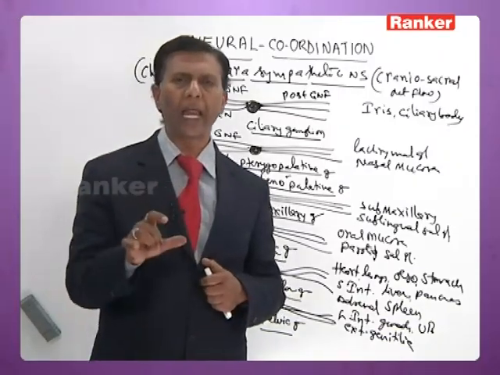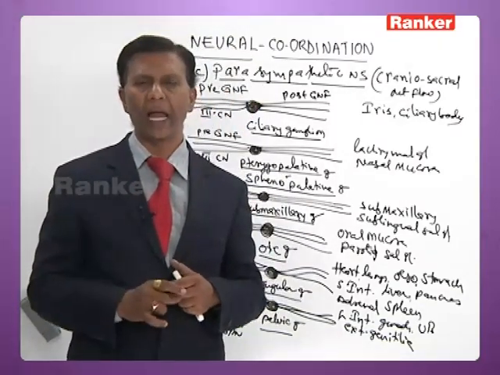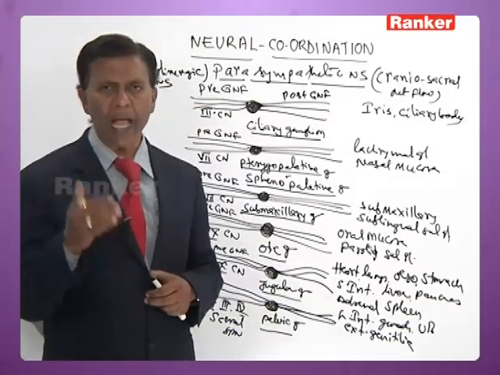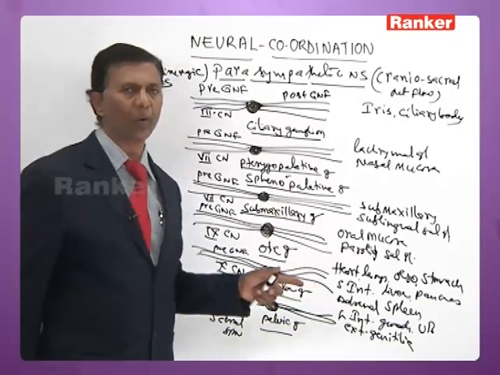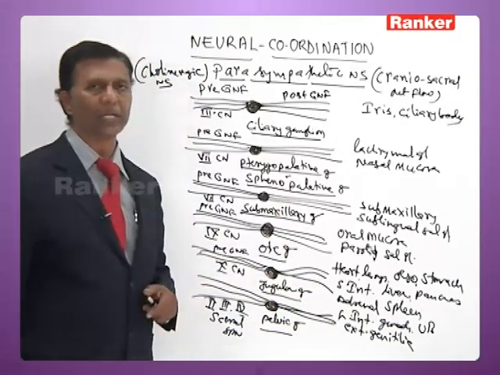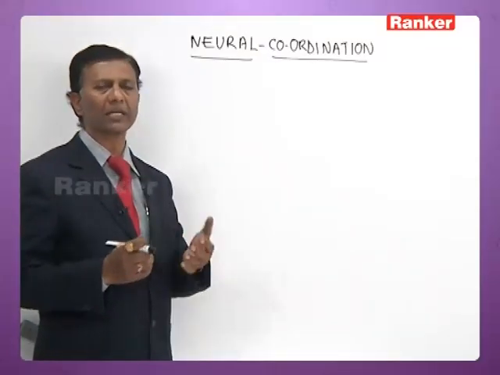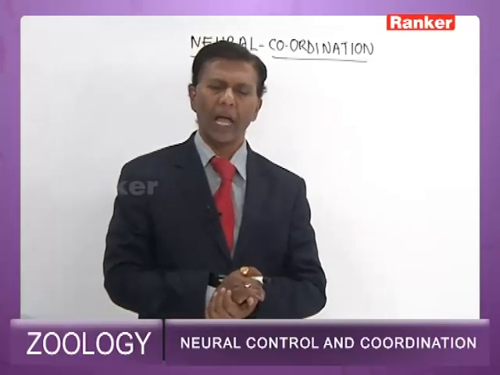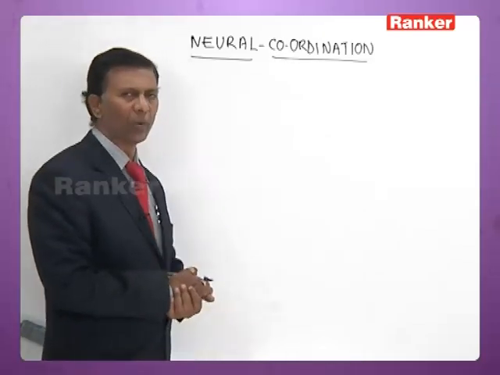The postganglionic nerve fibers of the sympathetic system secrete adrenaline or epinephrine, and hence they are called adrenergic. Postganglionic nerve fibers of the parasympathetic system secrete acetylcholine, hence they are called cholinergic. Now we shall talk about the functions of the sympathetic and parasympathetic systems. They are most important points from the EAMCET, AIIMS, AIPMT, JIPMER point of view. The most important functions I shall put before you.